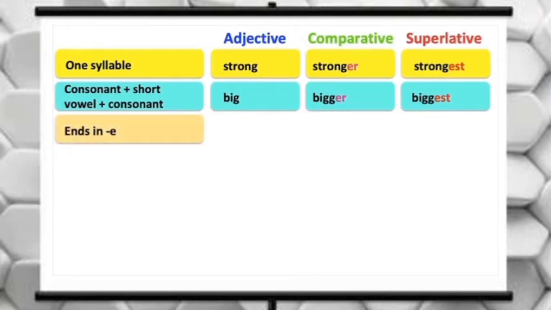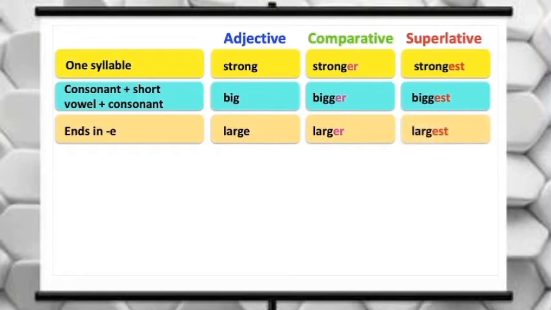For one-syllable adjectives ending in the letter E, we remove the letter E and add the ending er or est. For example, large. The comparative adjective is larger. The superlative adjective is largest.